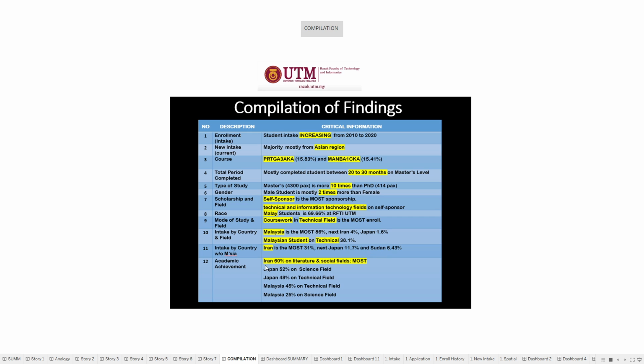For academic achievement, we can see that Iran has 60%, with literature and social fields the most, followed by Japan and Malaysians.